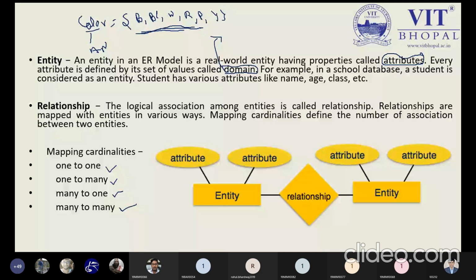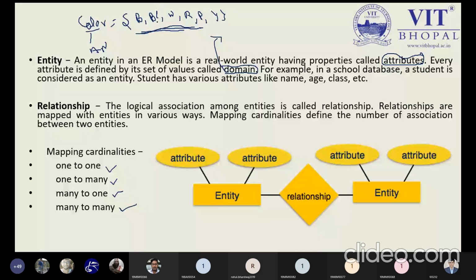I have two brothers and one sister. I'm taking this as an example. My siblings, my brothers and sister, have only one father. So this is many to one. One to many and many to one are the same, but they represent the direction from which you are looking. So practically we have only three different kinds of mapping.